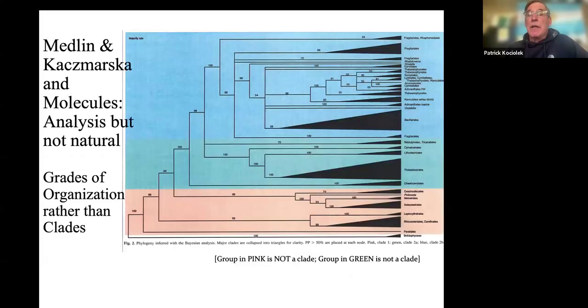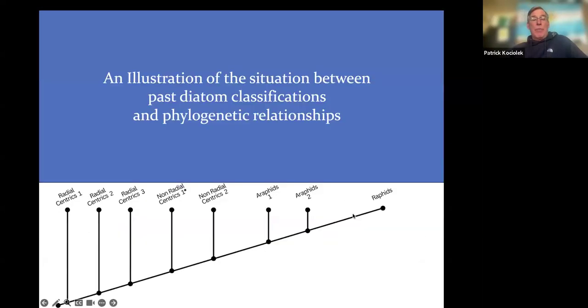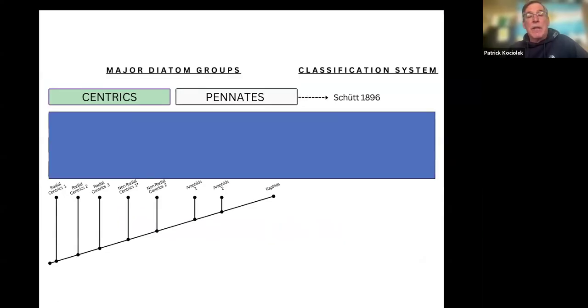And then Medlin and Kaczmarska, using molecular data, created a tree, and the analysis was explicitly stated, but they, identifying these different groups, identifying these different colors, recognized grades of organization, non-monophyletic groups for two of them, rather than clades of relationships. So what we've seen, this little tree down here, this little cartoon, suggests more or less what a number of different molecular studies have shown in terms of groups of diatoms. And what I want to show here is that from the centric pennate split, if you will, to more modern classifications, none of them have given us a monophyletic, an evolutionary or natural system.